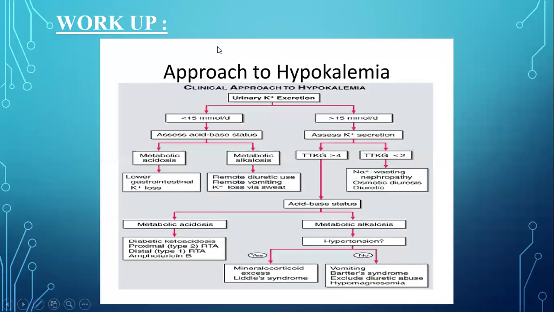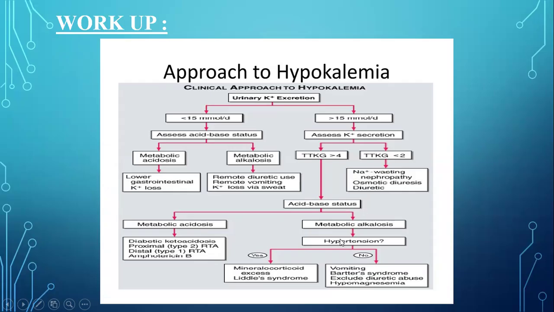So how will we approach hypokalemia? We have to see the urinary potassium excretion. If it is more than 15 millimole per day, then we have to find out the transtubular potassium gradient. If it is less than 2, it might be due to sodium wasting nephropathy, osmotic diuresis, or diuretic use. If it is more than 4, we have to check the acid-base status.